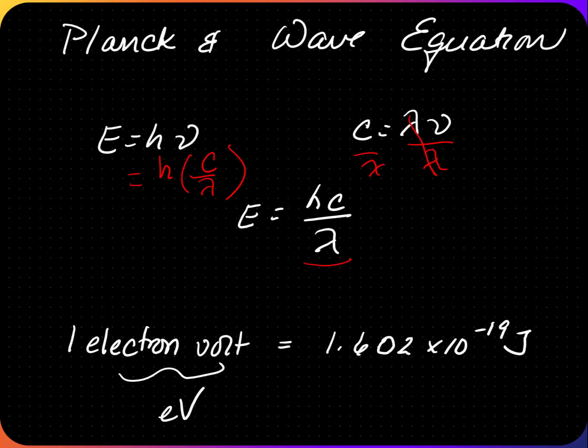particle. In this chapter, you will either use joules or electron volt. 1 electron volt is equal to 1.602 times 10 to the negative 19 joules. 1 electron volt is the energy required to accelerate an electron through a 1 volt potential difference.